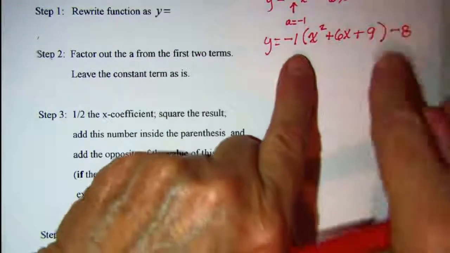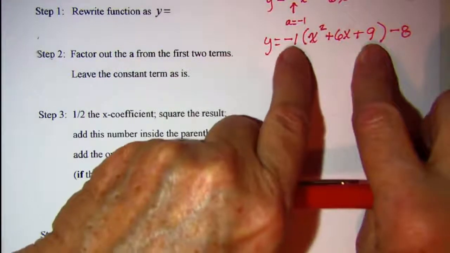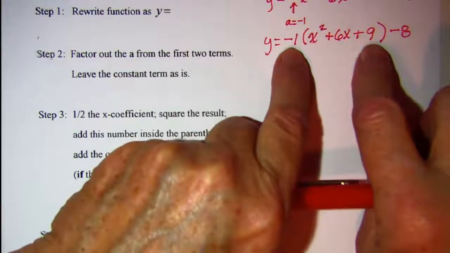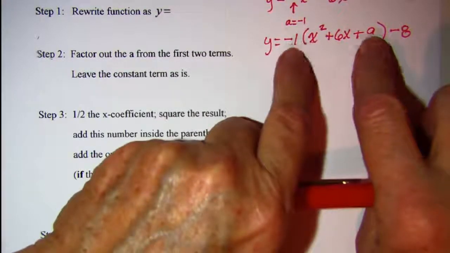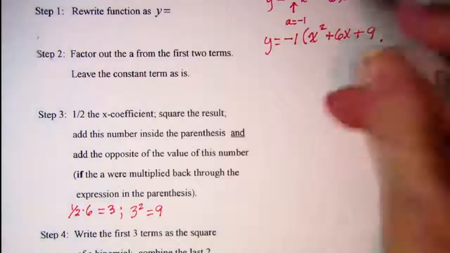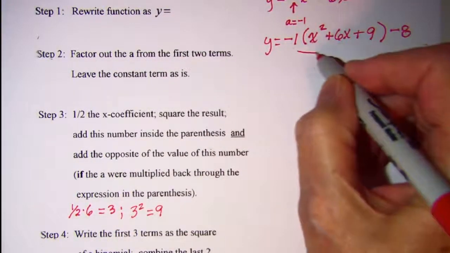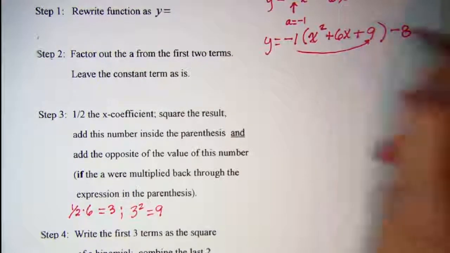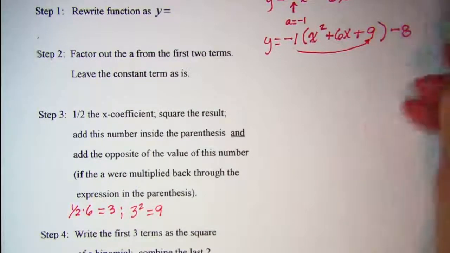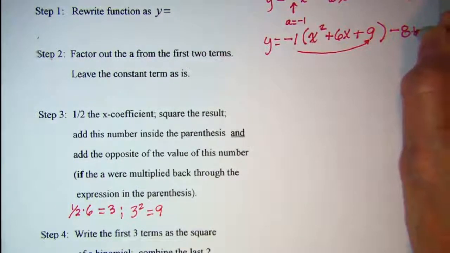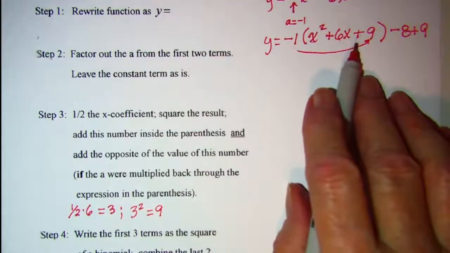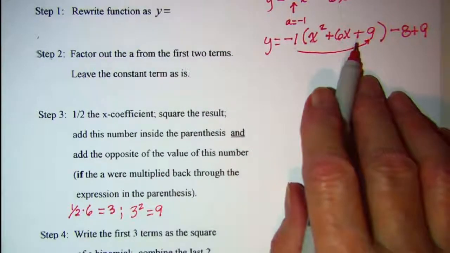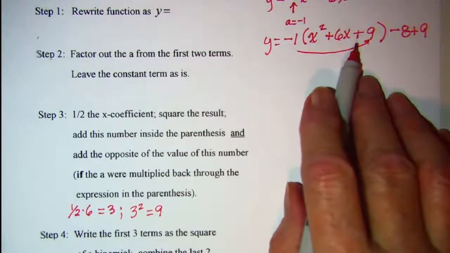But you'll notice that this negative 1, when I distribute it through the parentheses, would actually make that a negative 9 right there if I were to multiply this. That would be a negative 9. So I want to add 9 because you need to add the opposite to make sure that you haven't changed your equation any.